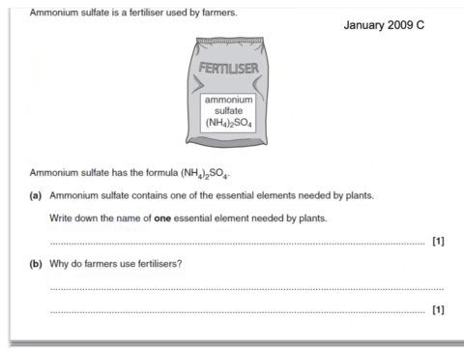Here's an exam question. Ammonium sulfate is a fertilizer used by farmers. Ammonium sulfate has the formula (NH4)2SO4. It contains one of the essential elements needed by plants. Write down the name of one essential element needed by plants. Well, here the essential element, which is in this one, is nitrogen, but I could also have written potassium or phosphorus. And why do farmers use fertilizers?